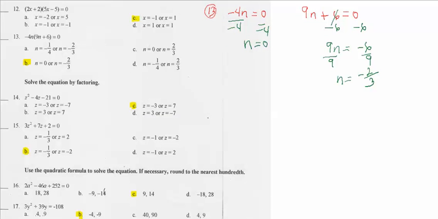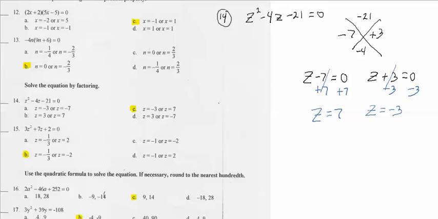Okay, and then number 13, I set negative 4n is equal to 0, and then 9n plus 6 is equal to 0. And then on the first one here, I divided by negative 4, divided by negative 4, and I got n is equal to 0. Then I subtract 6, and then we divided by 9, and then I simplified it. Okay?